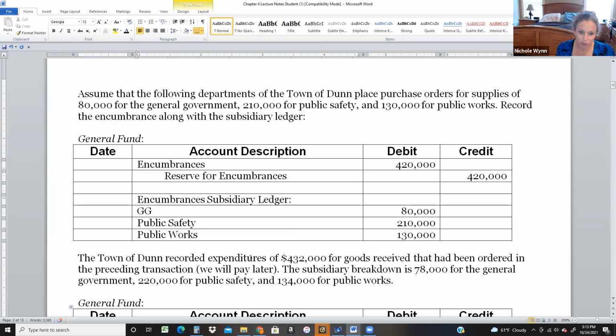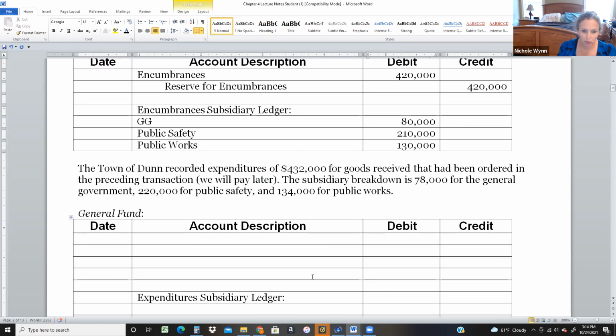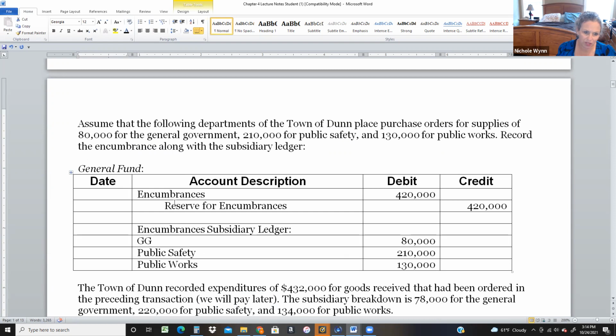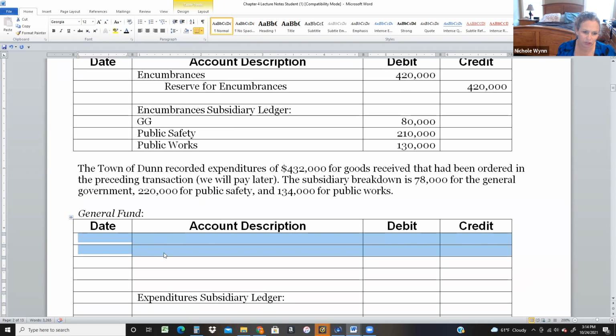So the next thing says we record expenditures of 432 for the goods that had been ordered in the preceding transaction. We're not going to pay for them right now. We're going to pay later. The subsidiary breakdown is 78, 220, and 134. So what we need to do is we need to reverse the encumbrance and then record the expenditure. So when you reverse the encumbrance, you'll do the exact opposite of the entry here. So we're going to debit reserve and credit encumbrances.